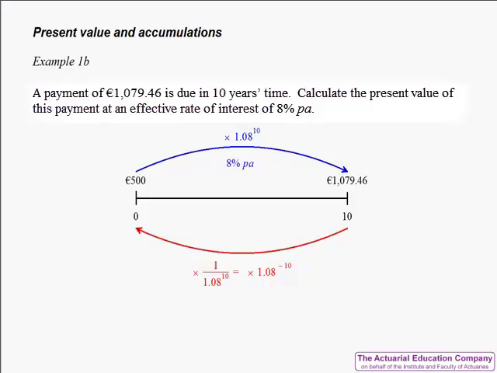Now in general, we denote this discount factor by v^n, i.e. what we multiply by to get the present value, hence v, of a payment due in n years' time. Well, as we saw in the example, our discount factor was simply 1 over our accumulation factor. So in general, v^n is 1 over a^n, our accumulation factor we met in a previous unit.